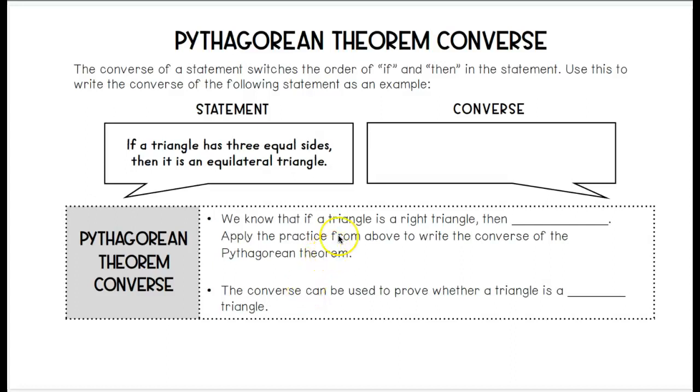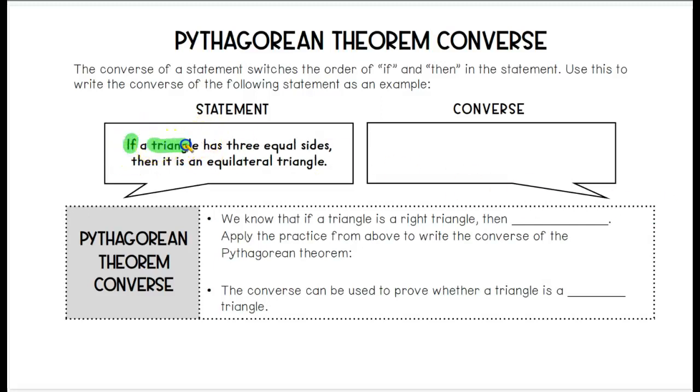Okay, so before we talked about the Pythagorean theorem, so today we're going to talk about the Pythagorean theorem converse. The converse of a statement is when you take the hypothesis of the statement, which is the if part, and trade it with the conclusion, which is the then part. So for example, right up here, we have our if statement.